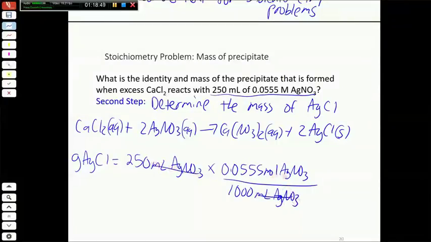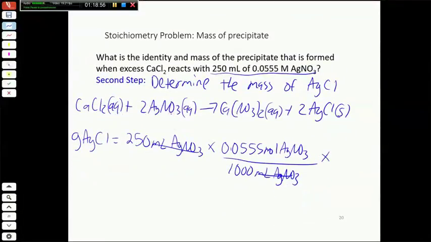Alright, now that we have moles of one species, we can figure out the moles of the other species, AgCl, that forms. And so if you look at the balanced chemical equation, 2 moles of AgCl form for every 2 moles of AgNO3. We're doing AgNO3 in this case. So it's a 2 to 2 mole ratio, 2 moles of AgCl for every 2 moles of AgNO3. That comes from, again, these coefficients here, 2 and 2.